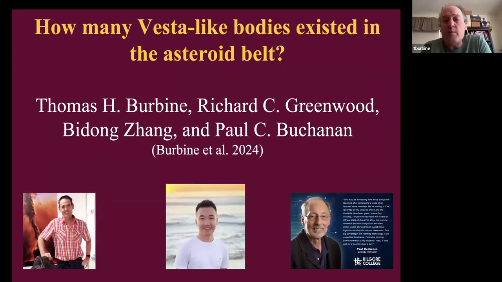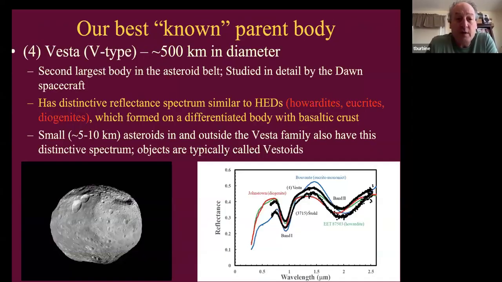So this is a paper I published in 2024 with Richard Greenwood, Bidong Zhang, and Paul Buchanan. How many Vesta-like bodies exist in the asteroid belt? Vesta is asteroid number 4. It's one of the largest in the belt. And I wanted to see how many of these bodies once existed. This is our best known parent body. If we have Vesta wrong, then pretty much we don't understand anything.